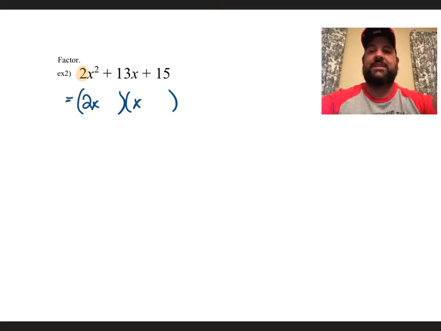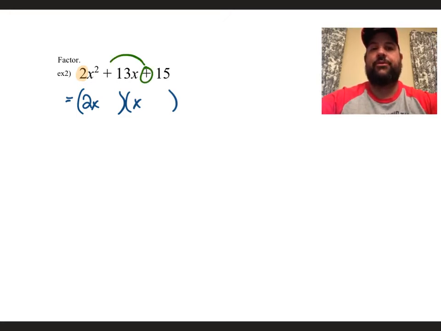So I'm going to look at my signs, and I look at the last term here. It's a positive, which means I'm going to use the same sign. So if I look at the middle term, that's a positive. So I'm going to have 2 plus signs. And now I'm going to look for my factors of 15 that when I plug them in, hopefully they add up when I do the outside and inside multiplication to give me 13.